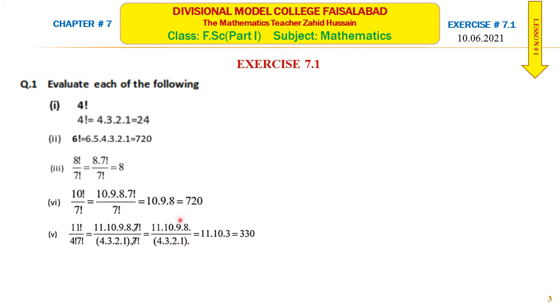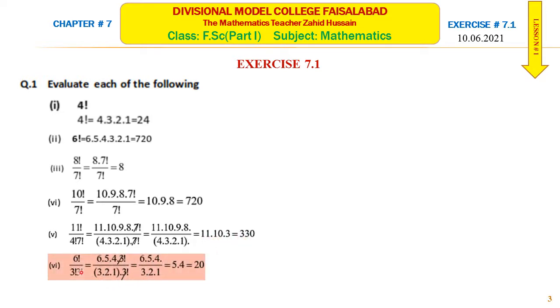Now cancel the numerator and denominator. 4 is cancelled with the 8. 2 is cancelled with this 2 and 3 is cancelled with 9. We are left with 11, 10 and 3. Multiply all these, we get 330.